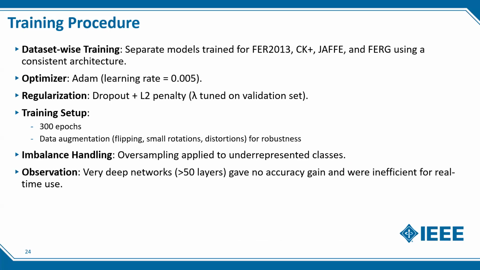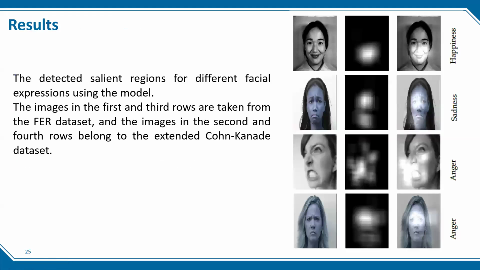Okay, so we have used Adam optimizer and dropout regularization. We have used dropout with L2 regularization, and 300 epochs were done. Data augmentation was done: flipping, small rotations, distortion. Okay, and oversampling is applied to underrepresented classes to make it balanced. So these are some of the results.